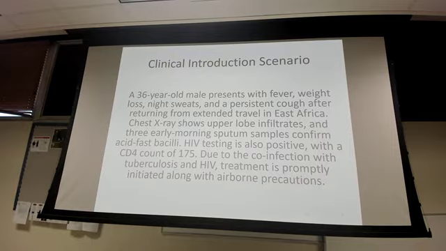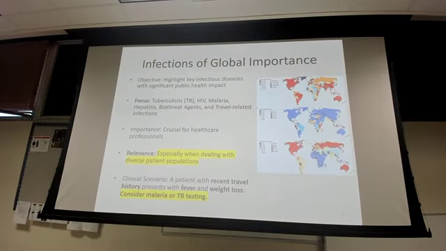All right. Clinical introduction scenario. A 36-year-old male presents with fever, weight loss, night sweats, and a persistent cough after returning from extended travel in East Africa. Chest x-ray shows upper lobe infiltrates and 3 early morning sputum samples confirmed acid-fast bacilli. HIV testing is also positive with a CD4 count of 175. Due to the co-infection with TB and HIV, treatment is promptly initiated along with airborne precautions.